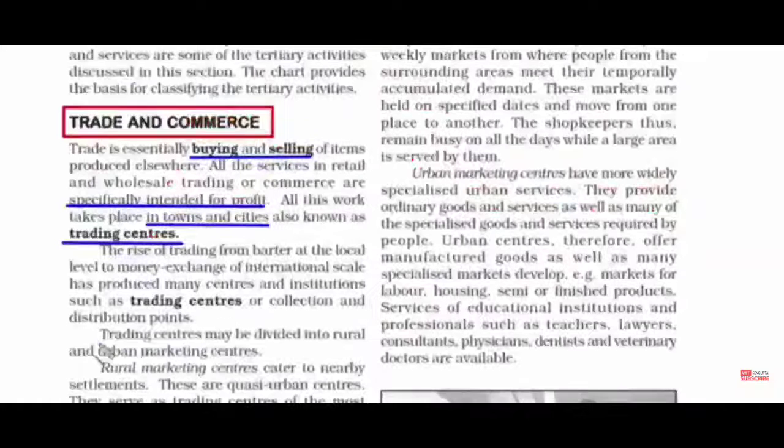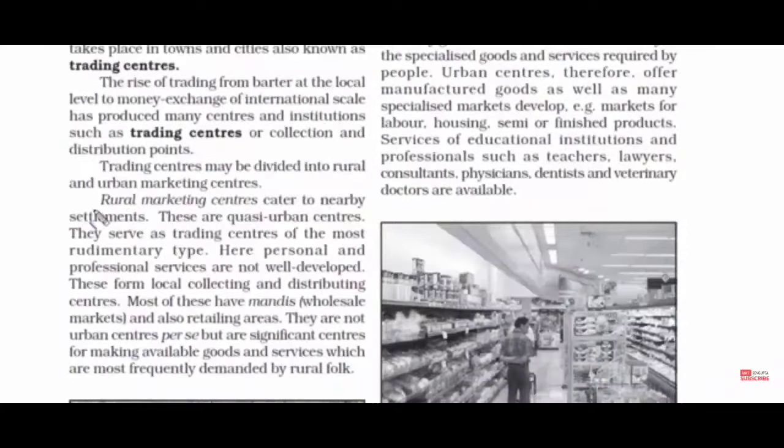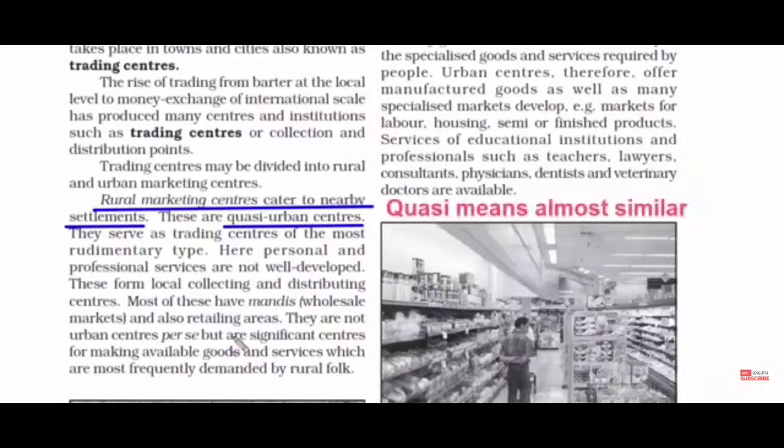Under wholesale trade, the trading centers are divided into rural and urban marketing centers, and you can figure out the differences easily. Rural marketing centers support the rural side of the society. The RMC, that is the rural marketing centers, are quasi-urban centers, meaning they are almost like an urban center but not completely an urban center. Some of its characteristic traits match with the urban center, like in terms of their functioning and processes. But the professional services are not well developed.